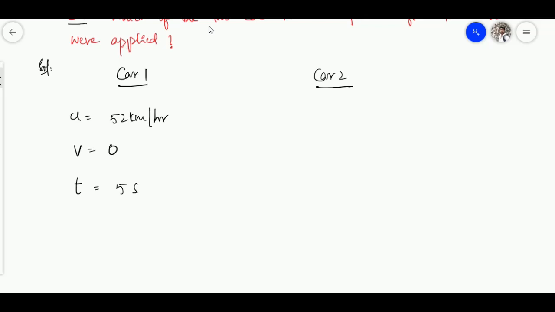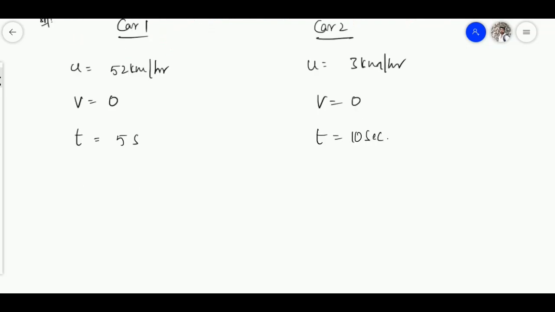And coming to the second car, it is already moving with the velocity of 3 km per hour, and obviously it will stop finally. So the final velocity is 0 and it has taken 10 seconds to stop. We have to put this on the graph. Let's draw for car 1 first on the same graph, obviously. This is the time and this is the speed.